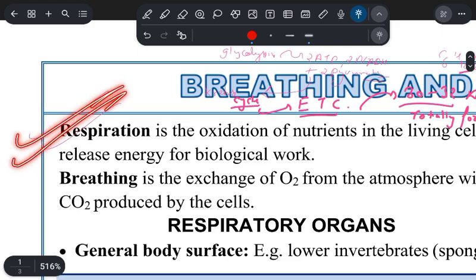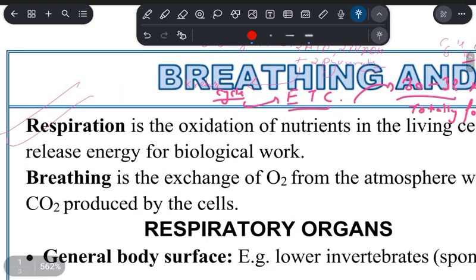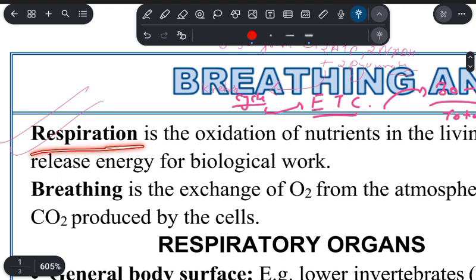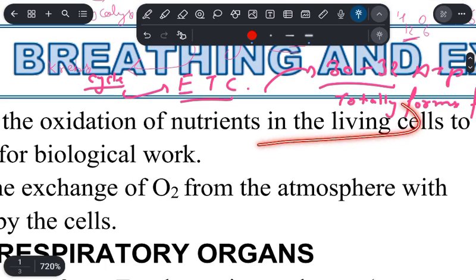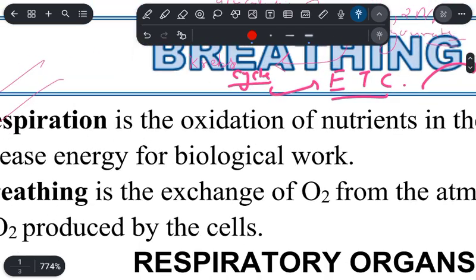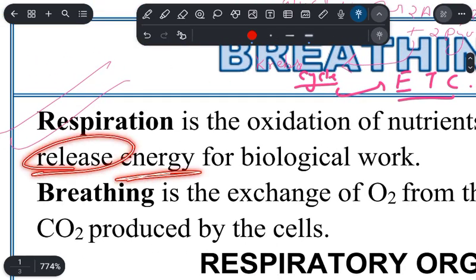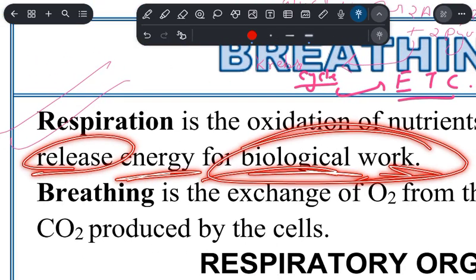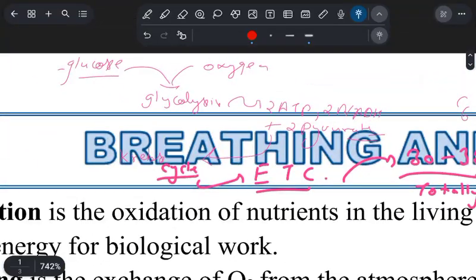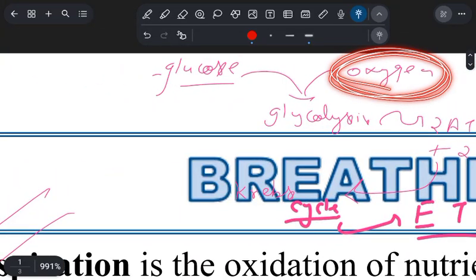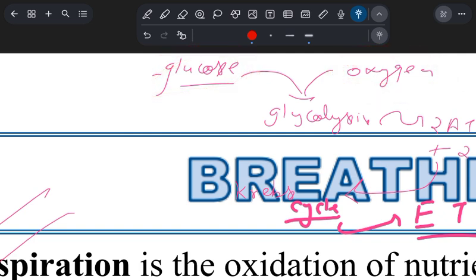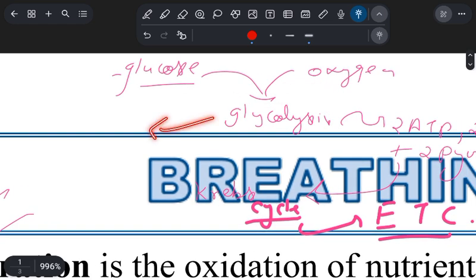Let me explain the first line. Respiration is the oxidation of nutrients, mostly glucose, in the living cells to release energy for biological work. How does it happen? Oxygen we have in our blood, glucose we also have in our blood. Then it moves into the cell where glycolysis happens. Where does glycolysis happen? In the cytoplasm.